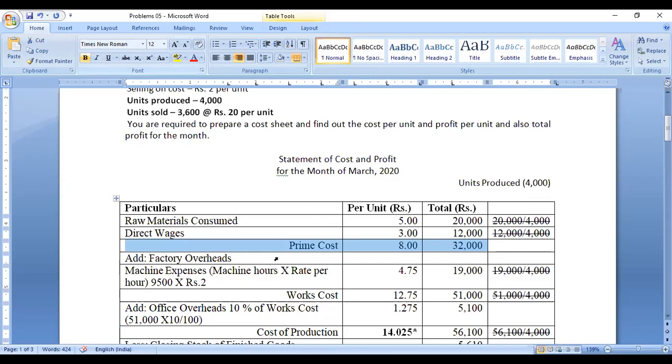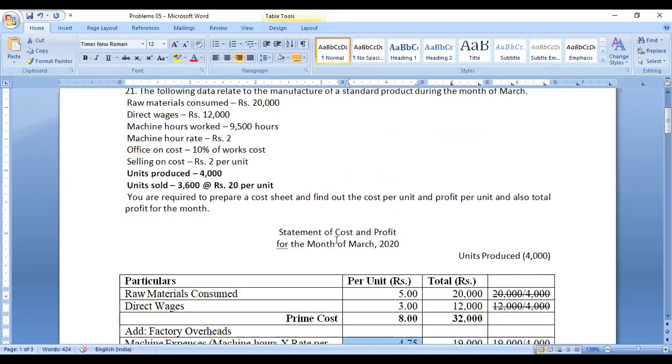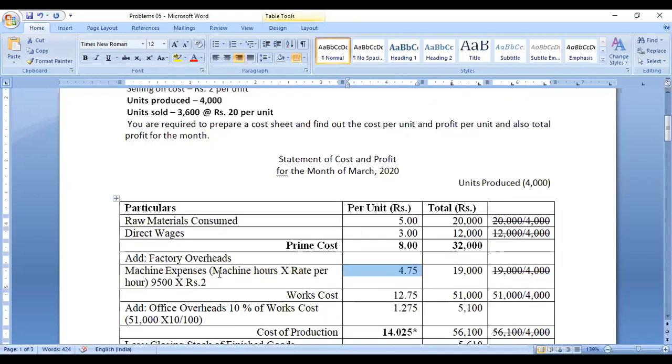The next one is we have to add factory overheads. For factory overhead, only the machine is used. The machine works 9,500 hours, at 2 rupees per hour. So 9,500 into 2 is 19,000. Then 19,000 divided by 4,000 is 4.75. With this amount we calculated the works cost.